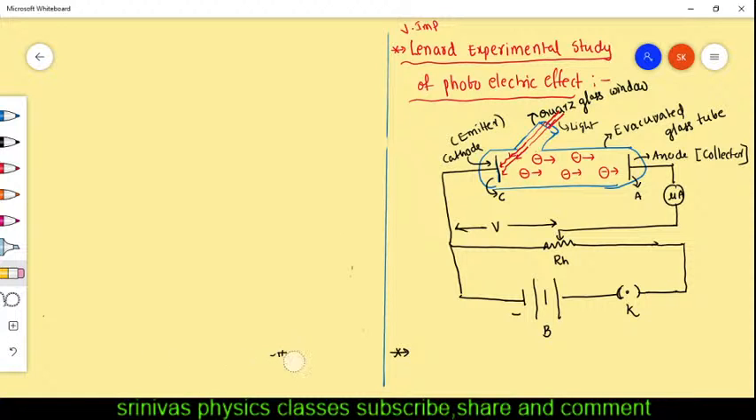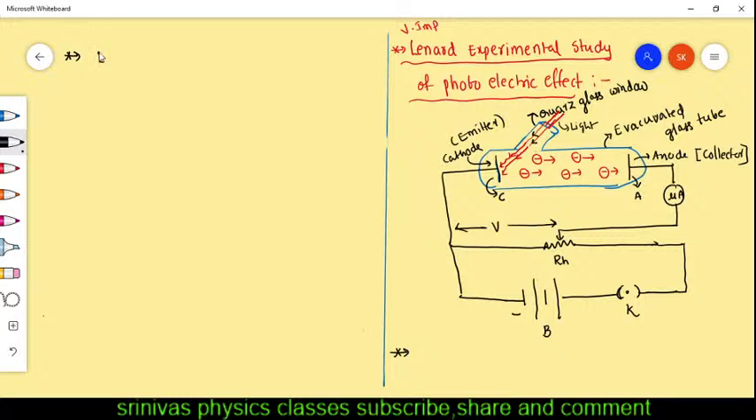This is the experimental study of the photoelectric effect. Experimentally, the photoelectric effect phenomenon is studied. Now you see, a few points I will explain regarding this. What is happening here? When light falls through the glass window on the cathode, then the electrons are emitted from the cathode, and those electrons are called photoelectrons because they are emitting due to the light.